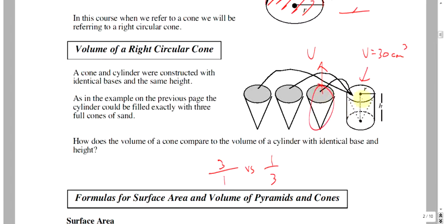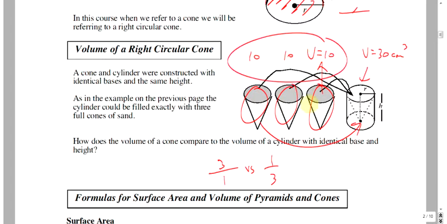One of these, because 3 of them fit in there, each one of these is 1/3 the volume of this. What's 1/3 of 30? 10. 10 and 10 make 30, okay?